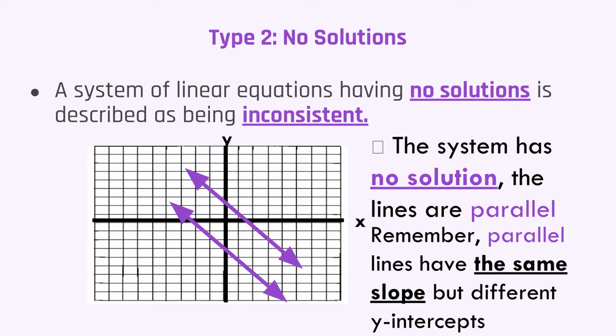The second type is no solution. A system of linear equations has no solutions and is described as being inconsistent. This system has no solution here because the lines are parallel. So if you remember, parallel lines have the same slope but different y-intercepts, and parallel lines never intersect. So if they never intersect, there is no intersection point, meaning there is no solution to the system.